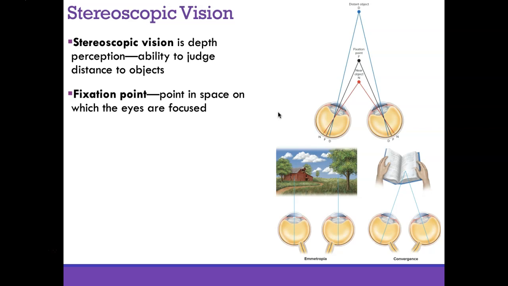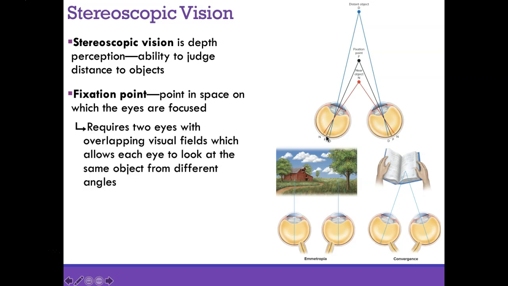So stereoscopic vision is depth perception, right? It's the ability that we can judge how far away something is. And this is something that's unique to primates as far as we know. And the fixation point, right, is the point in space on which the eyes are focused. And we said the fixation point has to be on the retina.